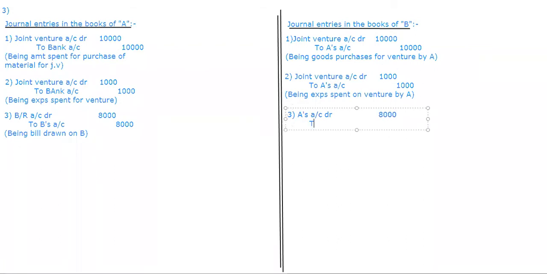1,000 to bills payable account 8,000. So being bill accepted, drawn, by A. Here it is drawn, there it is accepted.